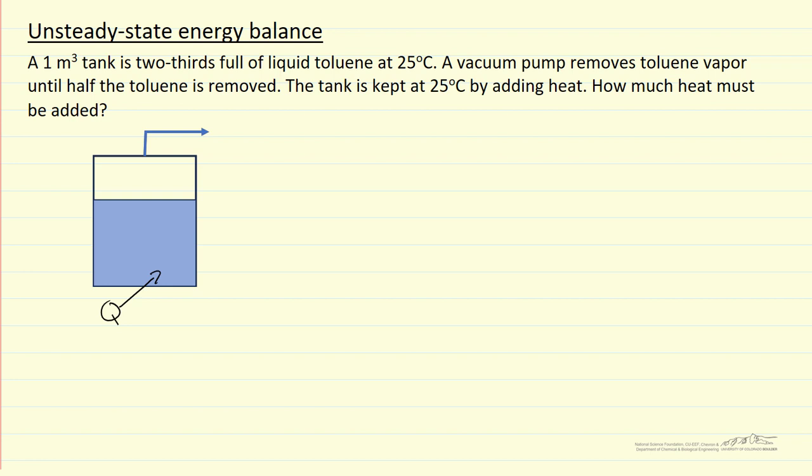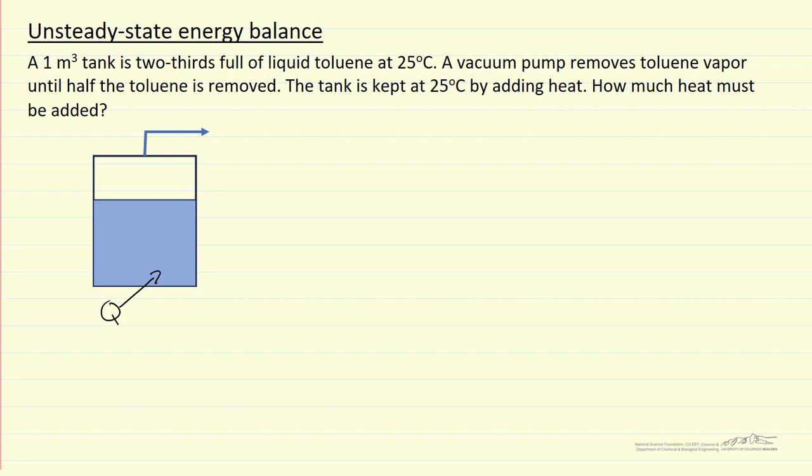In this problem, we apply an unsteady state energy balance to a system that starts out with a tank of liquid toluene, 2/3 full, and we have a vacuum pump that's continuously removing vapor. We are simultaneously adding heat to keep the temperature at 25 degrees, and the question is how much heat we have to add if we're going to remove half of the initial toluene.